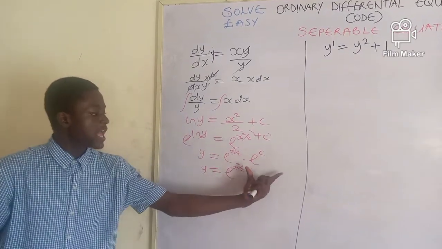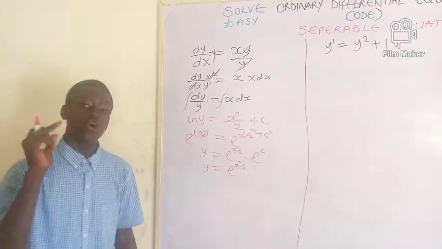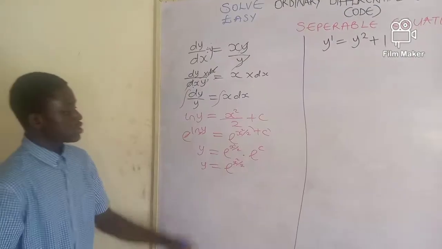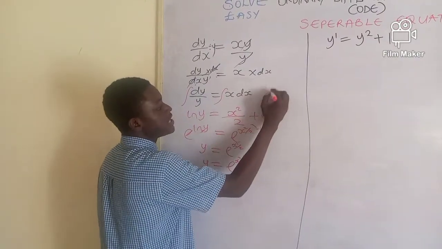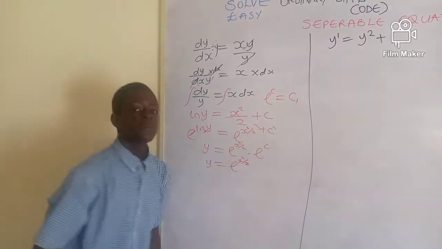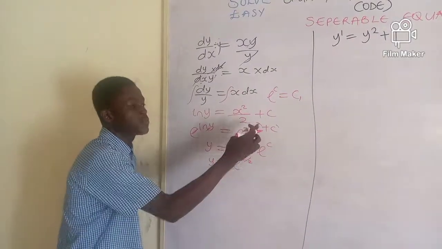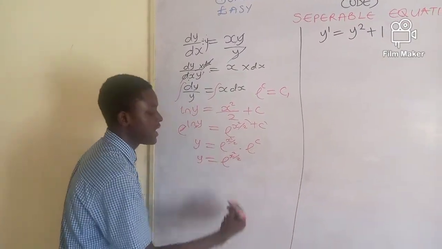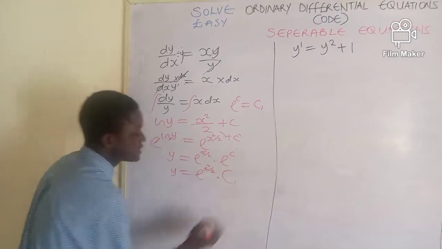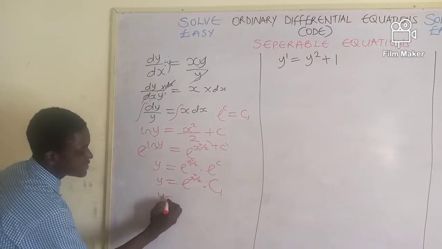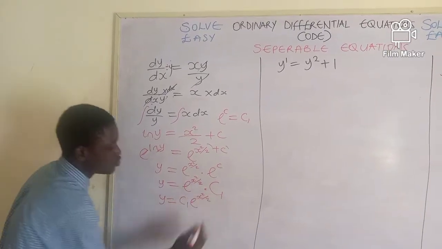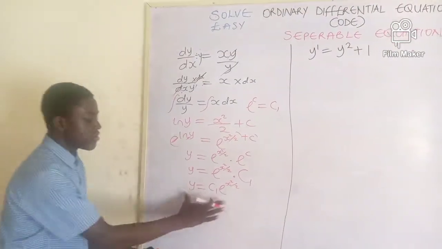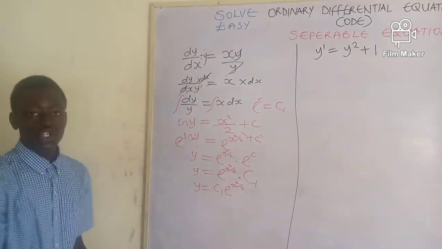Now, the exponent of this constant becomes a constant, because the exponent of a constant gives us a constant. We'll be substituting e to the power of c with c1, a new constant, which is the exponent of the former constant we had. Therefore y is equal to c1 times e to the power of x squared over 2. Now this is the general solution for this equation.